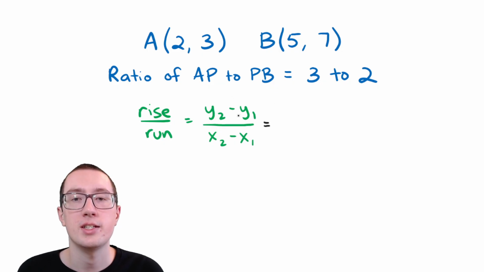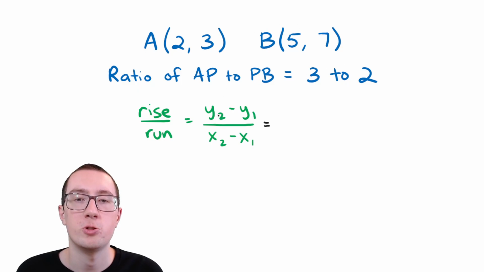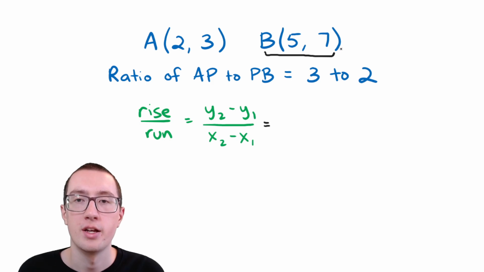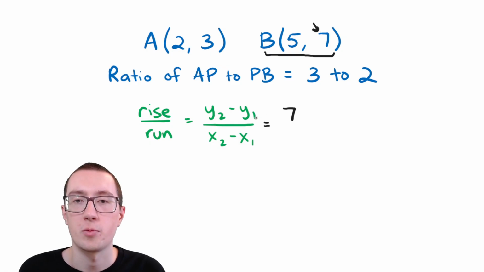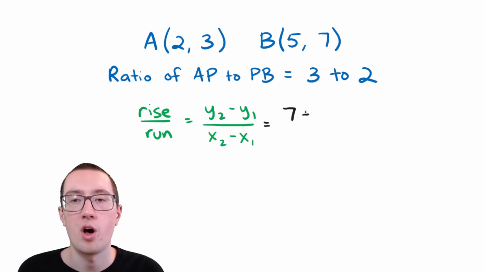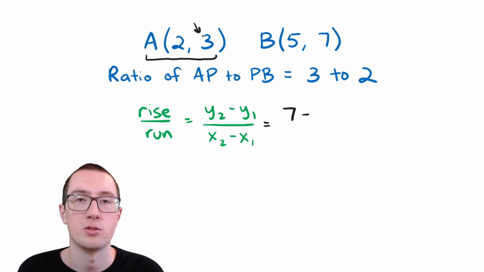So we're going to replace each of these letters with what we know about these 2 points. So y2 is the y of the second point. So here's the second point. And remember that x comes first and then y. So y is going to be the second number, which is 7. So I'm going to replace y2 with the number 7. Then we have minus y1, and y1 is the y of the first point. So here's the first point, and the y in this case is 3.